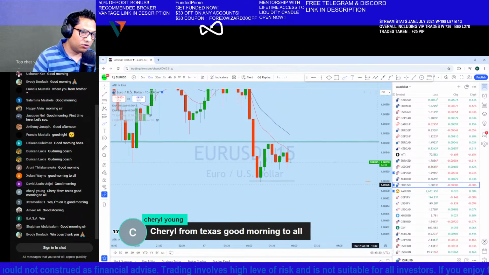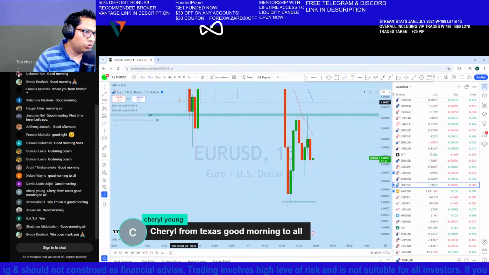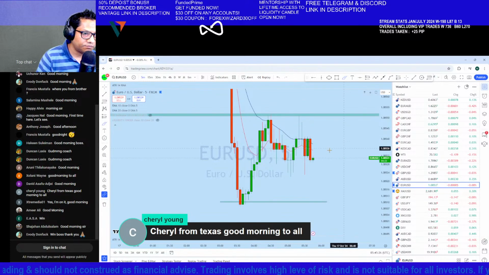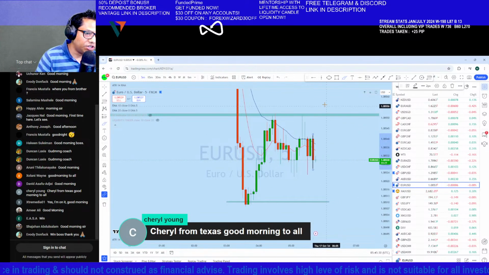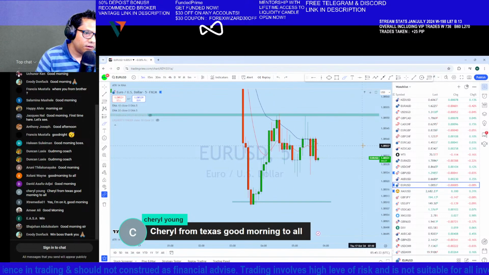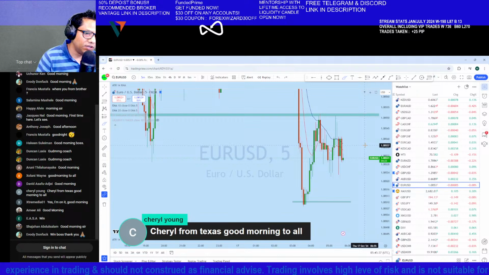This is what I'm expecting on euro dollar, for the market to drop to the support to create a new lower low. See where it is heading. This is the 5 minutes, a long bearish engulfer here. Pretty strong bearish engulfer on the 5 minutes.